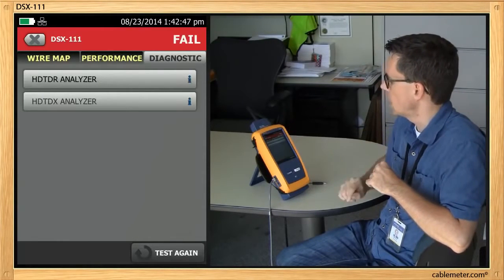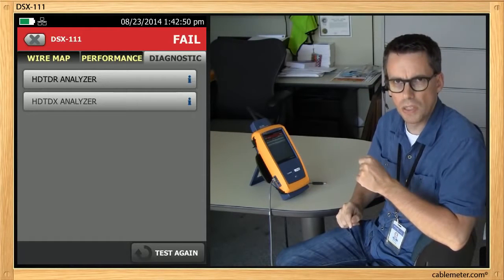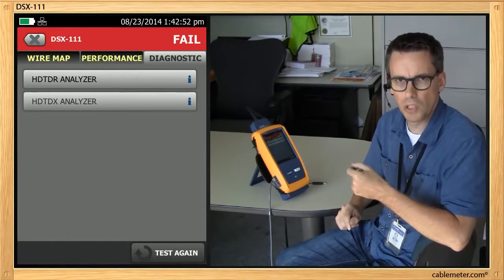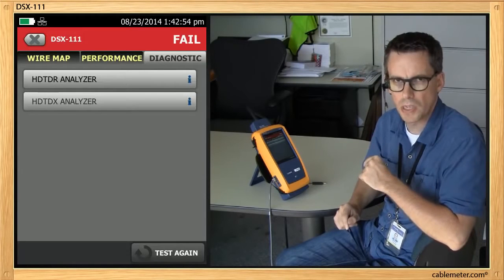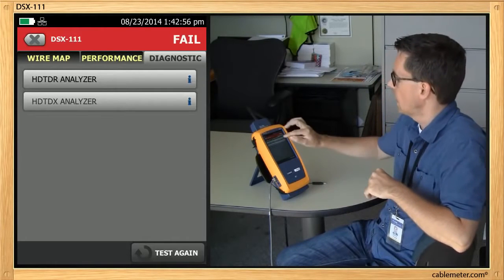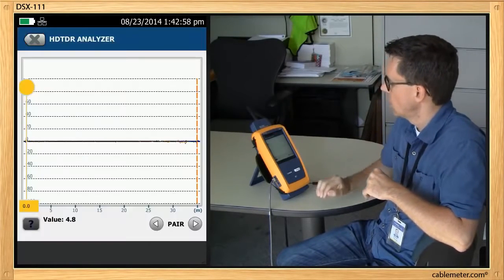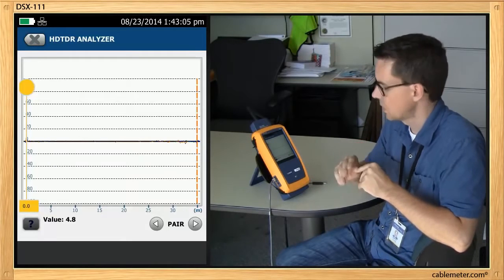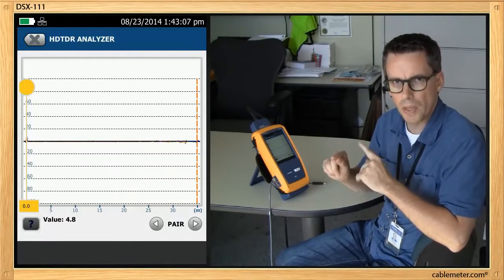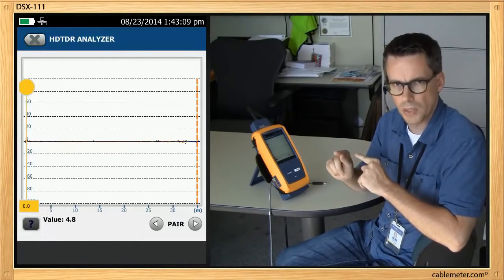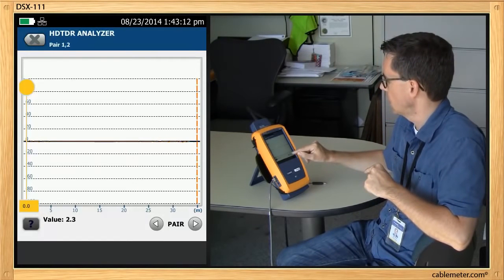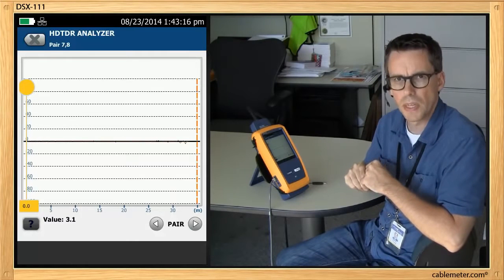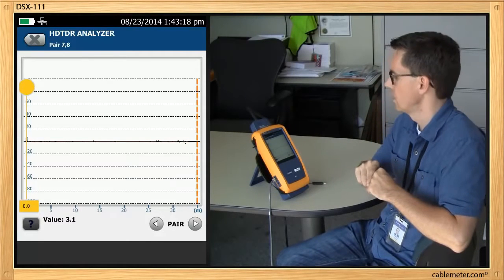Let me tap on diagnostics. We've got our HDTR Analyzer, our high definition time domain reflectometer analyzer, for return loss. That's the tool that we're going to use here, which allows us to look down the cable and see where the impedance anomalies are, the ones that are causing the return loss. Now we only want to look at the pair that caused us the problem, which was pair 7/8. So I'm going to tap the pairs until I see pair 7/8 appear in the top left hand corner.